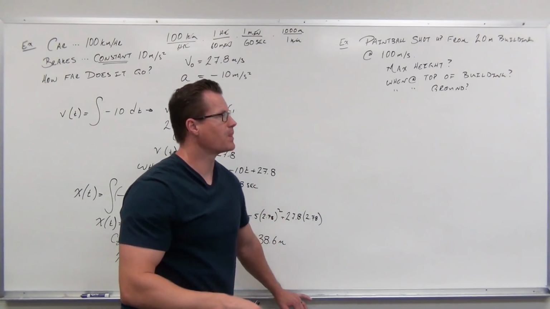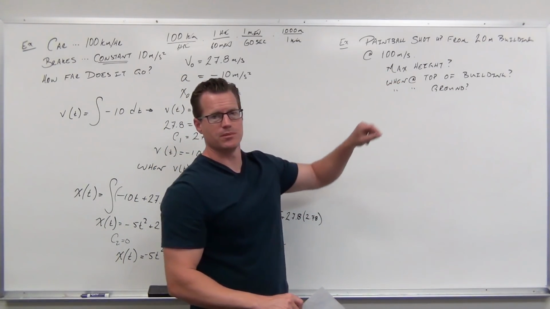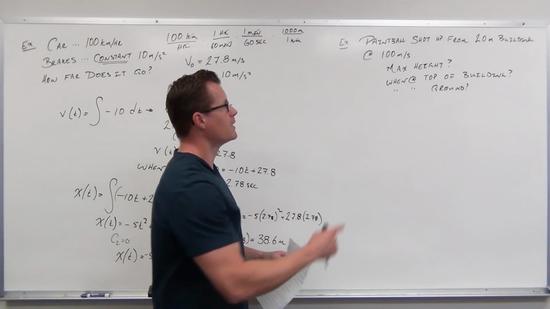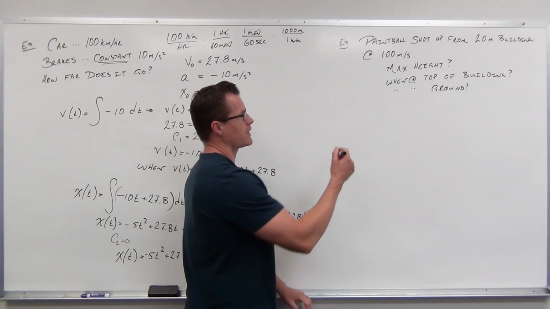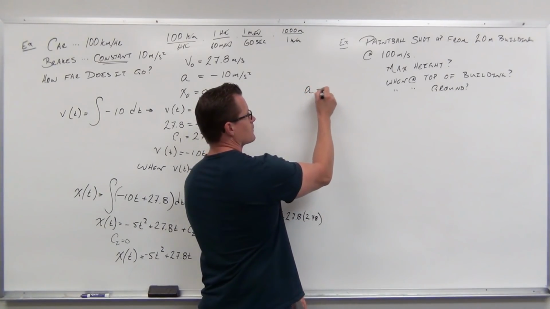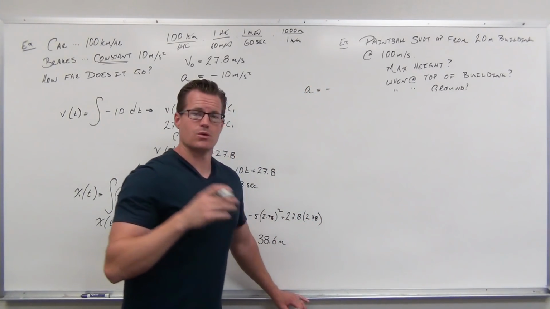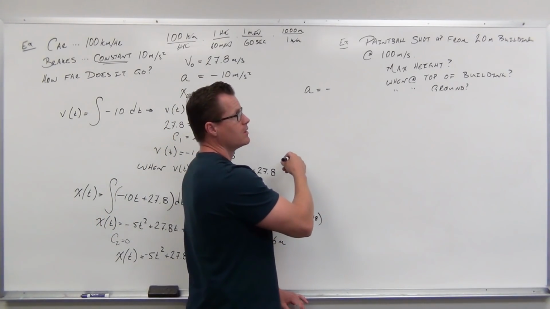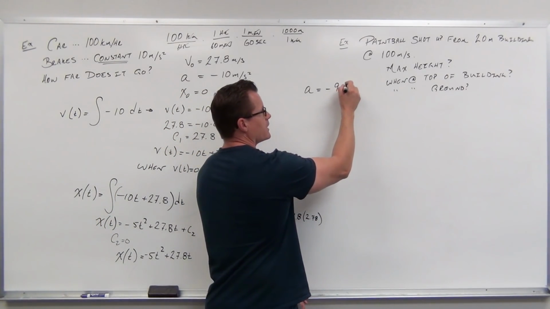Same idea, but to figure out our maximum height here, we're going to have to find when the velocity equals 0 first. Let's start with our acceleration. If we're on planet Earth, our acceleration is, we don't want to be using feet. That's not the idea here. We're using meters, so negative 9.8.